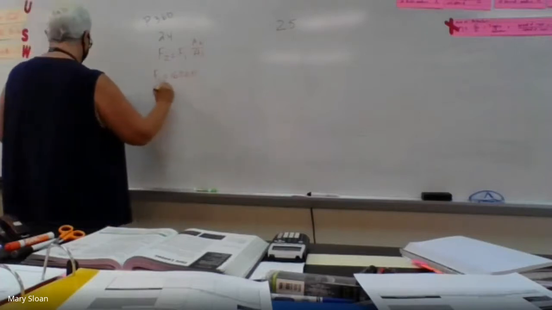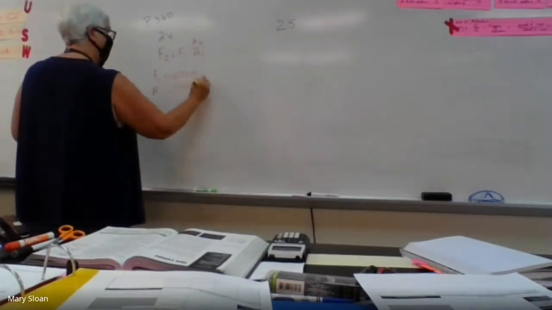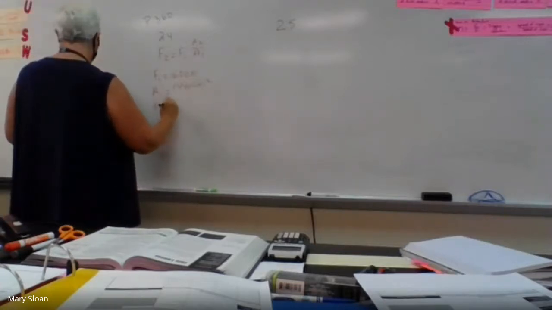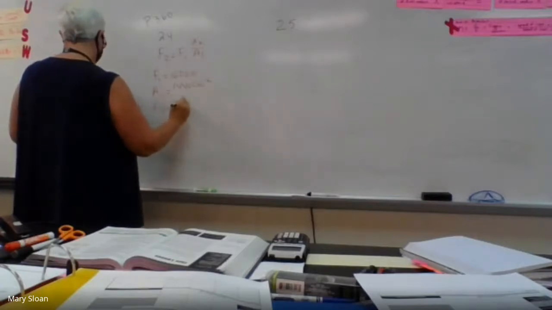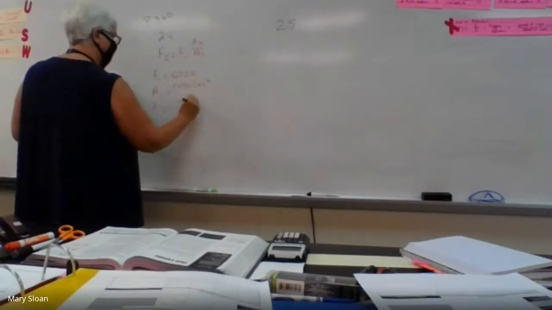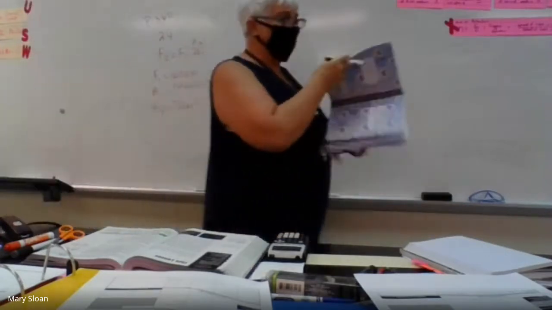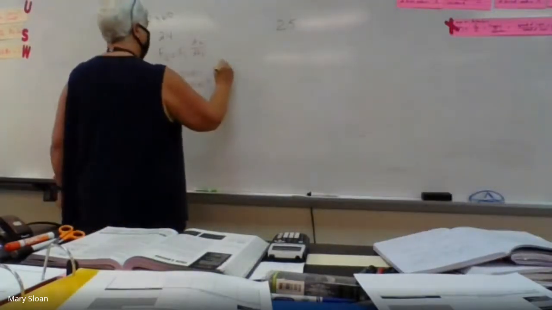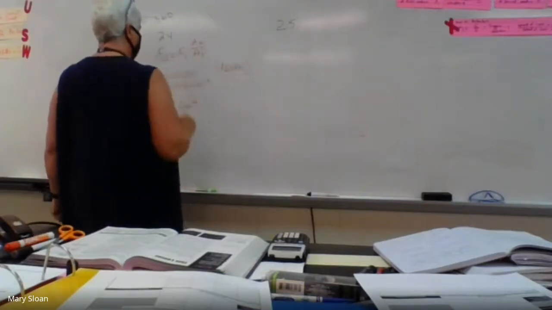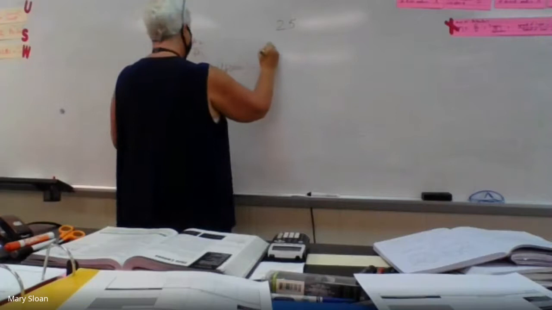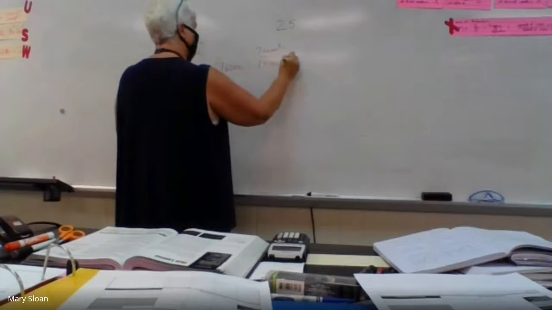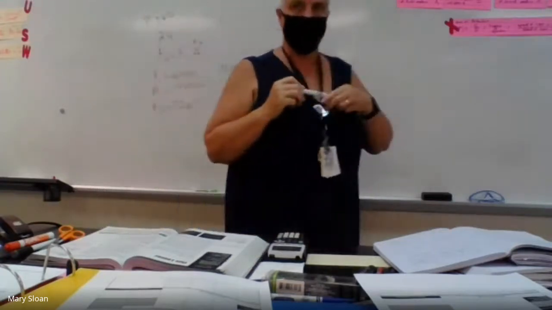What's my area 1? 1,440 centimeters squared. Perfect. And what's my area 2? 72. Centimeters squared, right? So what we're going to do is just plug and chug. So we're going to say 1,600 newtons times 72 centimeters squared over 1,440 centimeters squared. And what do we get?